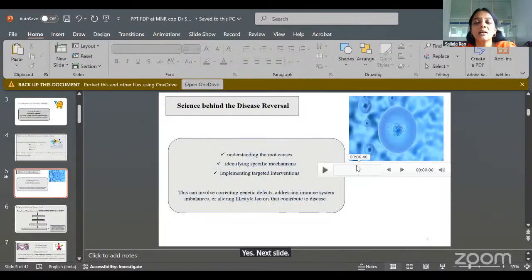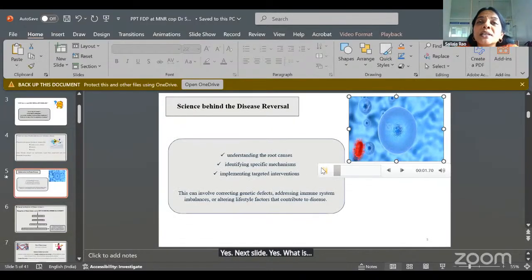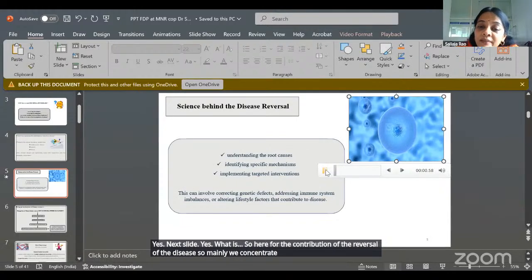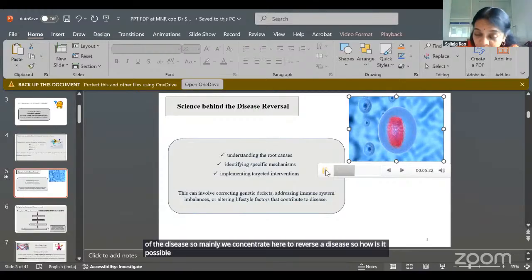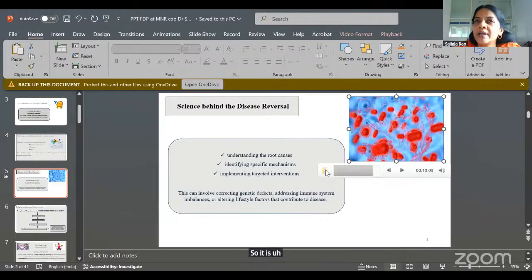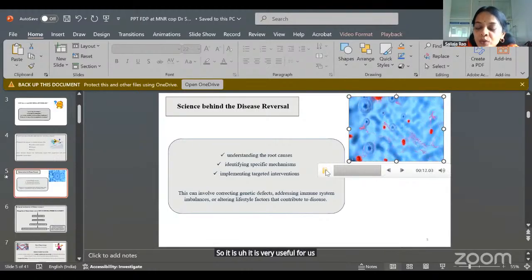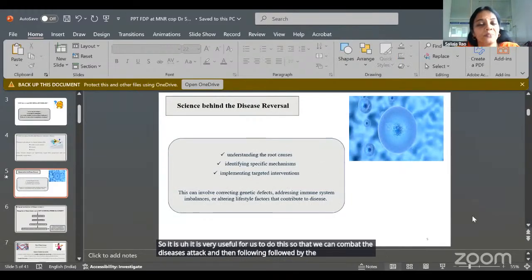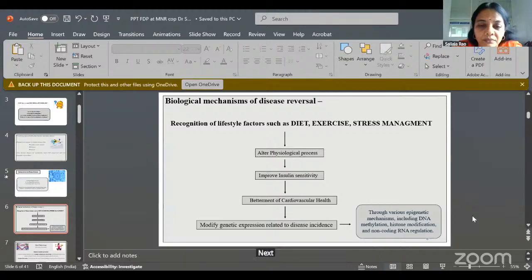What is the contribution to the reversal of the disease? So mainly we concentrate here on reversing a disease. How is it possible for us to reverse a disease? It is very useful for us so that we can combat the disease's attack, followed by the complications of the disease. Next slide.